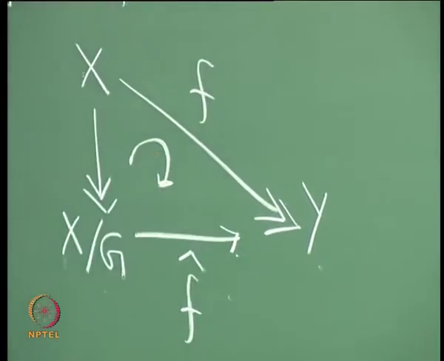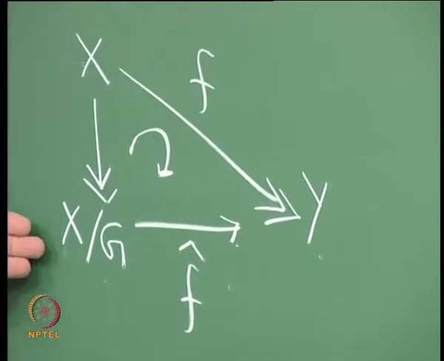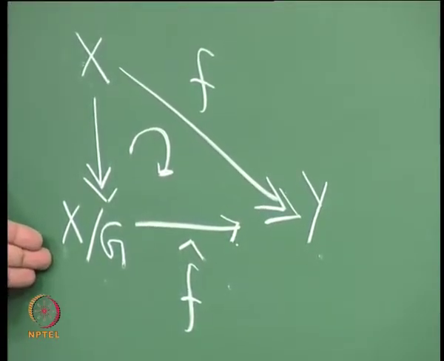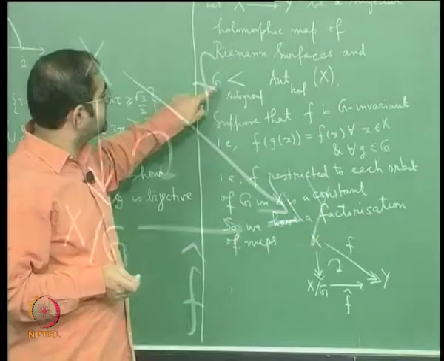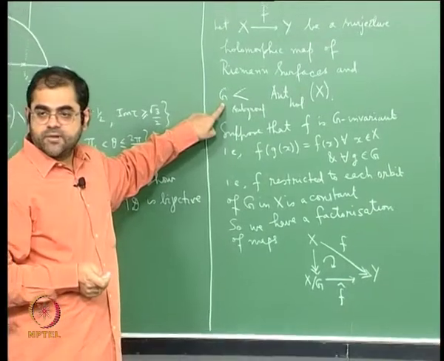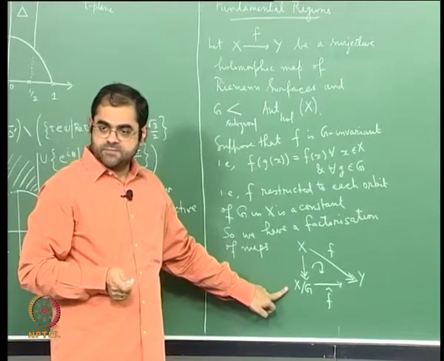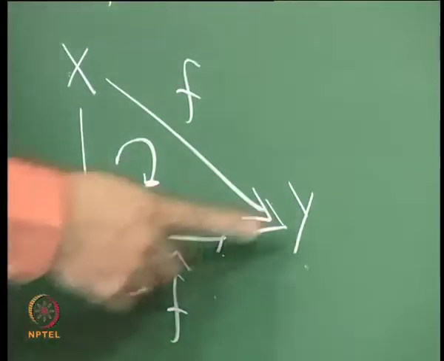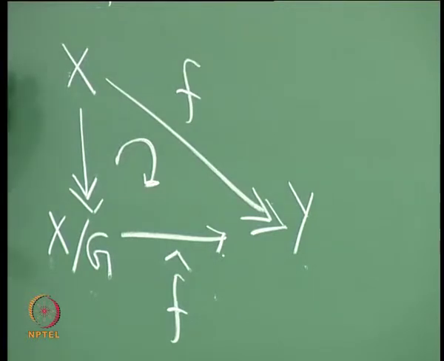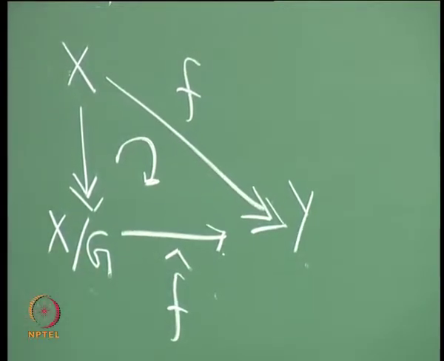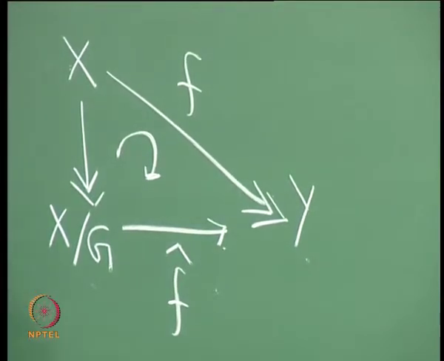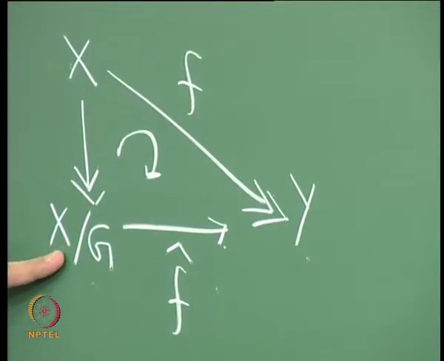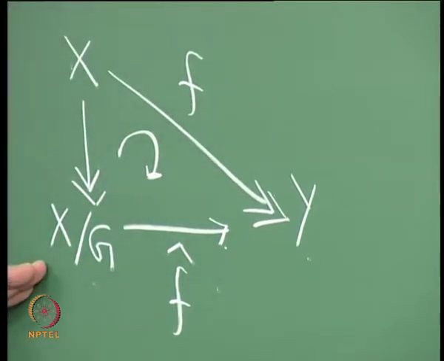And of course in good situations X mod G could be a Riemann surface. We know already that, for example, if G is acting properly discontinuously on X, then X mod G is a Riemann surface, so that X to X mod G, the natural projection, is holomorphic, and then in that case F hat will also be a holomorphic map. But in general if X mod G does not have the structure of a Riemann surface, that is if G does not act nicely, then you just think of it as a set. I am just saying that F is G invariant is the same as saying that F goes down to a set theoretic map at least from X mod G.